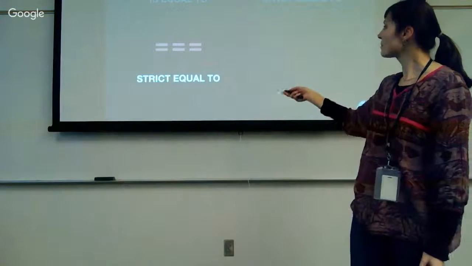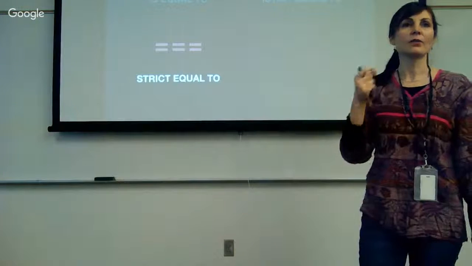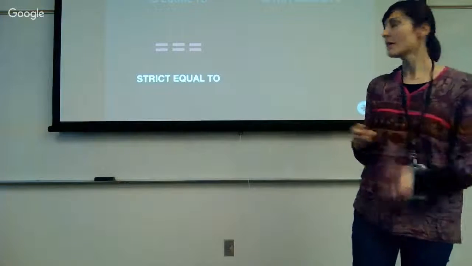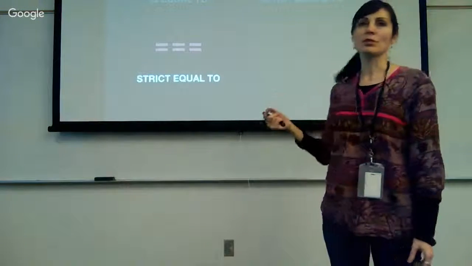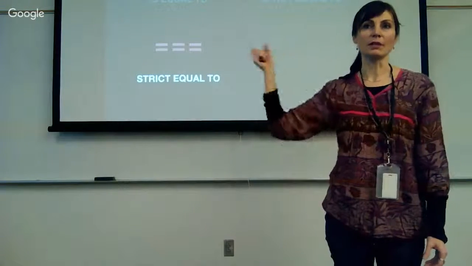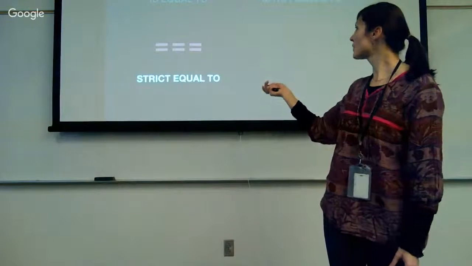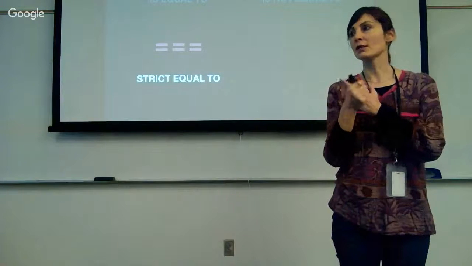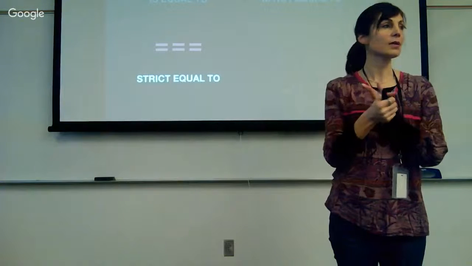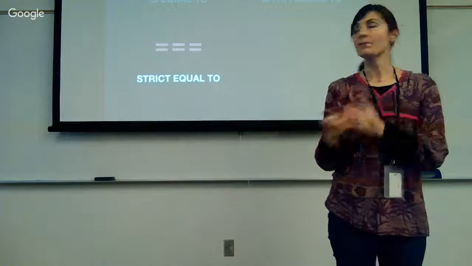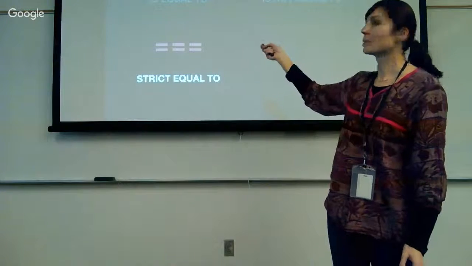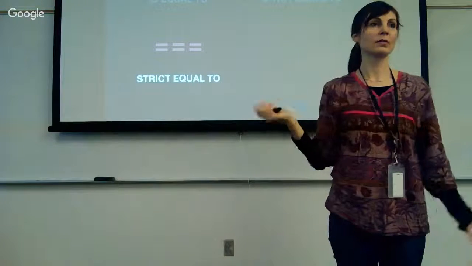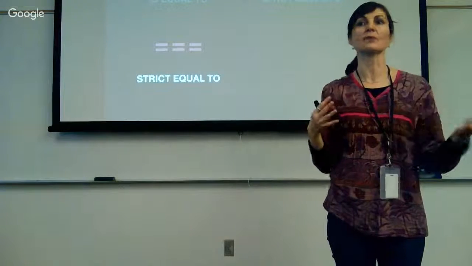But sometimes you want to check not only the value, but also if the data type is the same. And in fact, it is recommended to use the strict equal in JavaScript instead of the double equal. So again, strict equal is going to check both the value and the data type. So if it's a string and a number with a value of 5, is equal with double equal returns true, whereas strict equal will return false, because a string is not the same as a number.